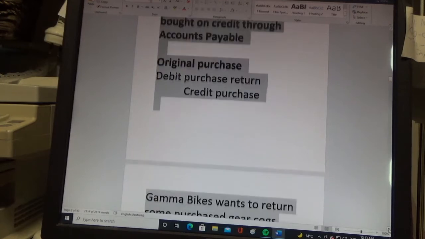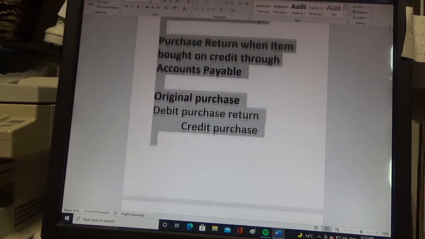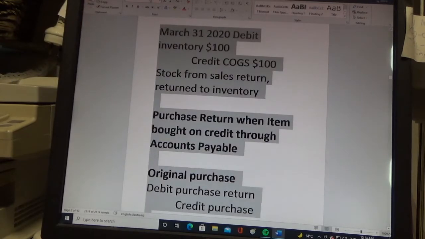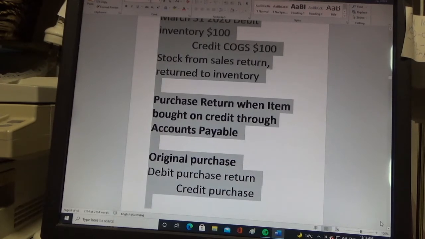Now, the original purchase is debit, sorry, that's not the original purchase. The original general journal transaction is debit purchases, credit accounts payable. Accounts payable is a credit item. It's a current liability realised within a 12-month period. And you debit purchases because purchases are in COGS. It's a type of expense. So you debit the expense, okay?